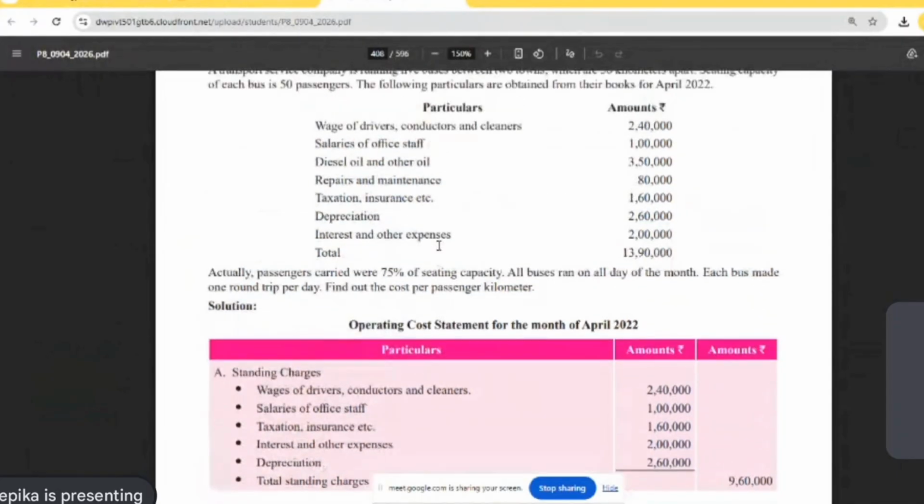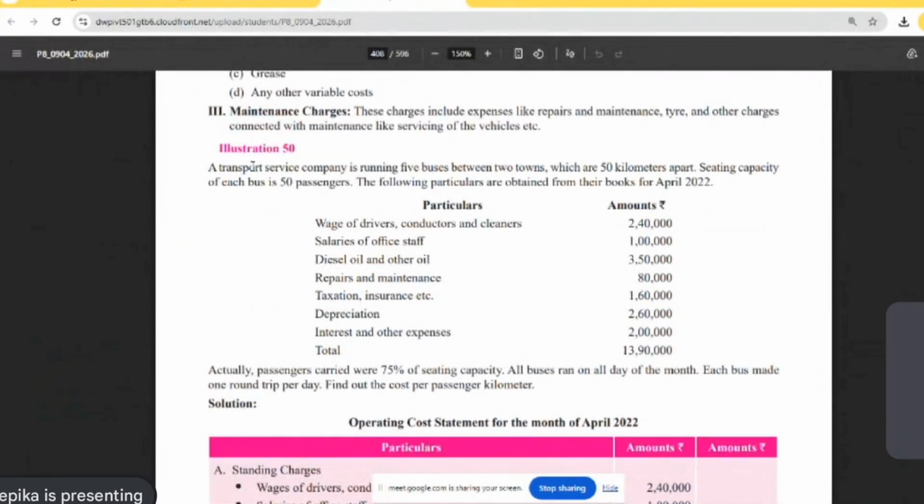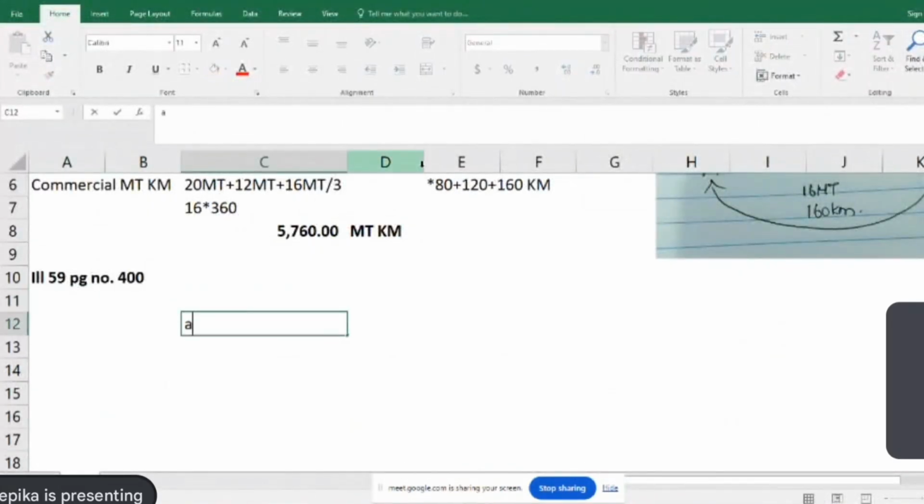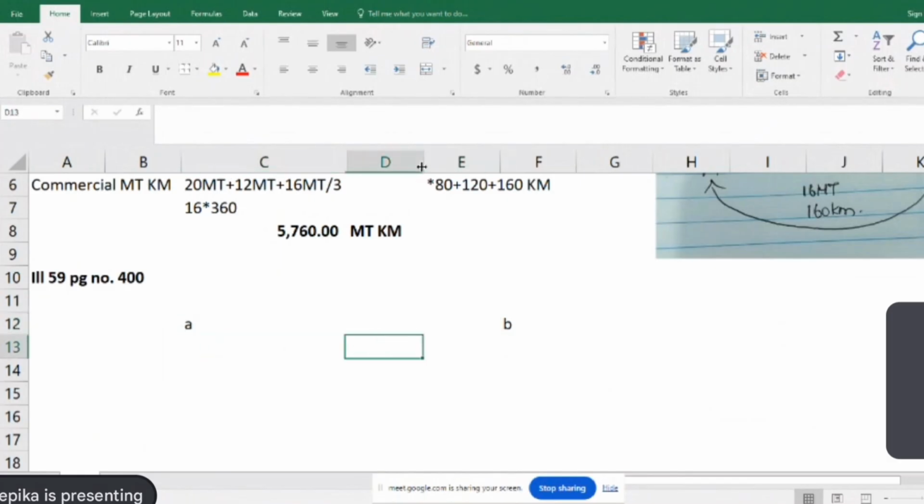In this I wanted to clarify something. In the first line, they are telling that the transport service company is running 5 buses, 50 kilometers apart between 2 towns. From town A to town B it has to travel 50 kilometers. Again it will not stay in town B itself. It will come back to town A. For returning from town B to town A, again it will travel 50 kilometers. So totally 100 kilometers it will be traveling.